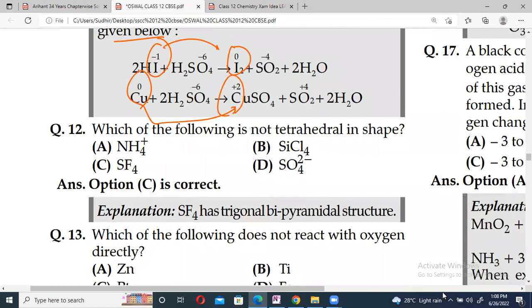Which of the following is not tetrahedral in shape? If we find out the hybridization, we can see that option C is not tetrahedral, because in SF4, if you find out the value of Z, Z equals 5, that means sp3d hybridization. That means it has trigonal bipyramidal geometry. Trigonal bipyramidal never has a tetrahedral structure. Answer C is correct here.